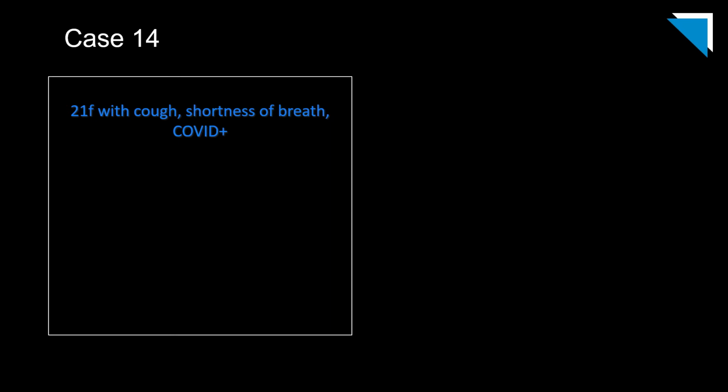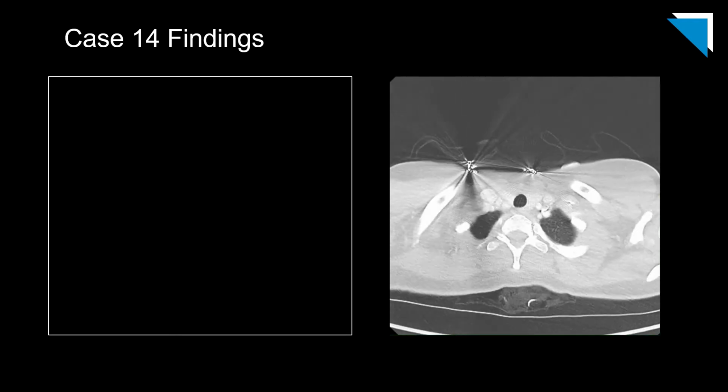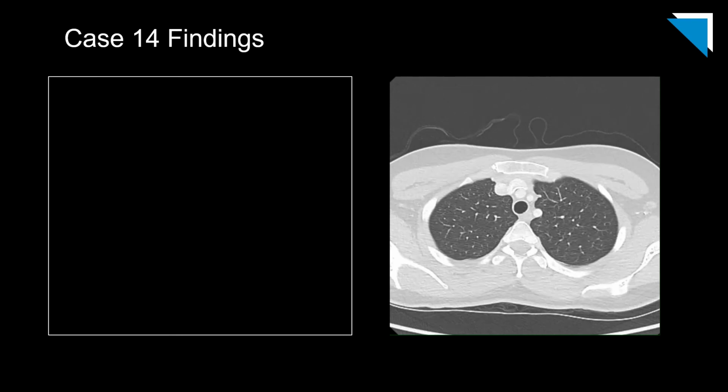This first patient is a 21-year-old woman with cough, shortness of breath, COVID positive. I should also point out that the study was performed in one of the epicenters of the pandemic in the United States, so our pretest probability here is already very high. Let's scroll through these axial images and see if anything catches your attention.